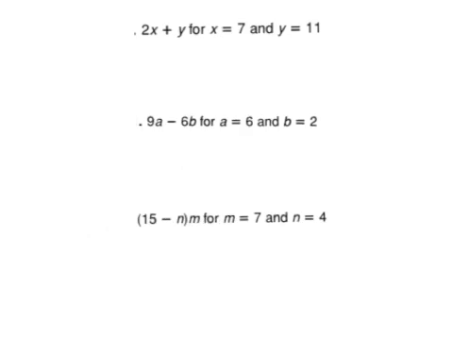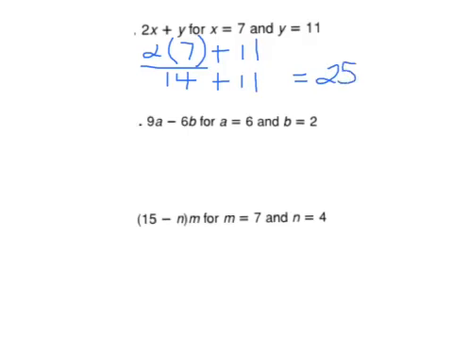So in this first one, we have 2x plus y. So it's not 2 and then just the x. It's saying 2 times x. So I'm going to rewrite this. 2, I'm going to open up a parenthesis. x is 7. I'm going to plug that in for 7 plus y, and y here is 11. So I have 2 times 7 plus 11. We'll use our order of operations. Multiplication comes first. 2 times 7 is 14 plus 11. 14 plus 11 is 25. And we are done.